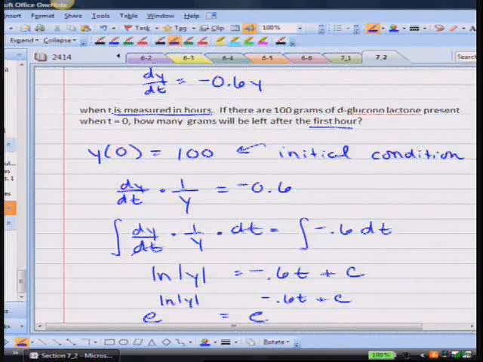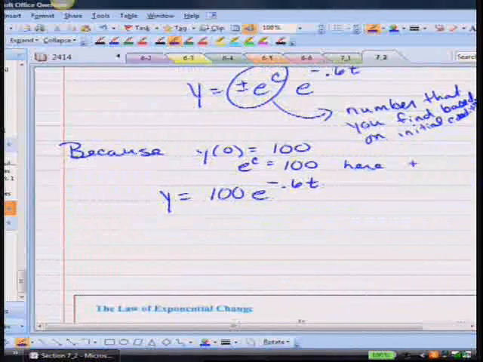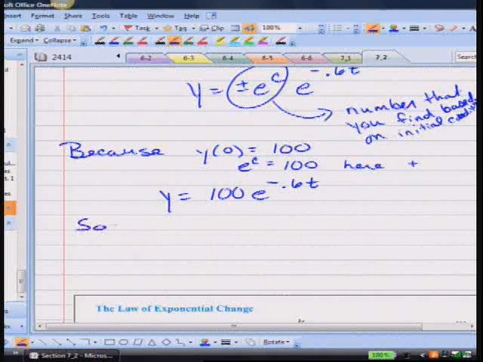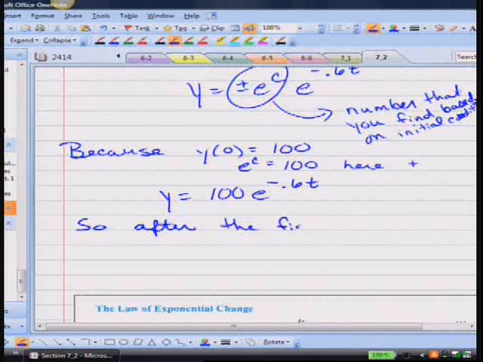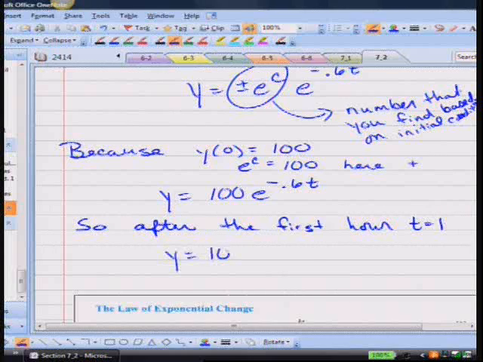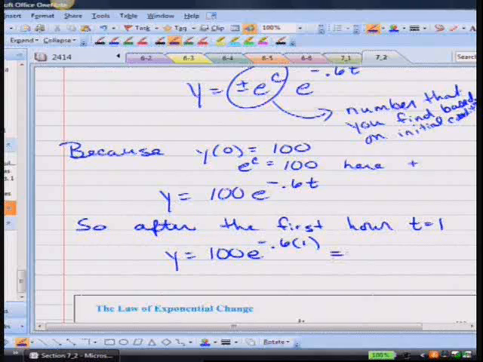So all we have to do is plug 1 in for t. So after the first hour, t equals 1. So you're going to get y equals 100 e to the negative 0.6 times 1.